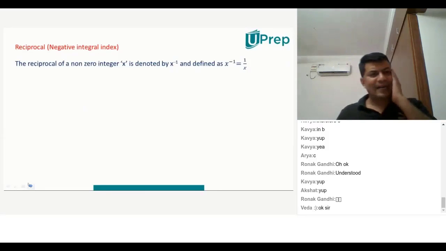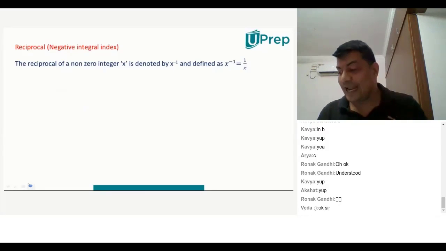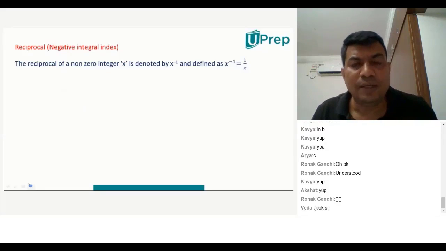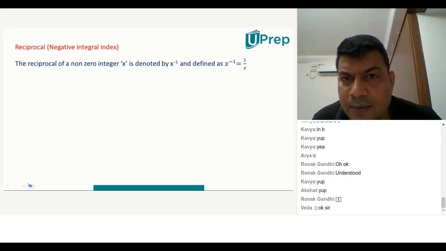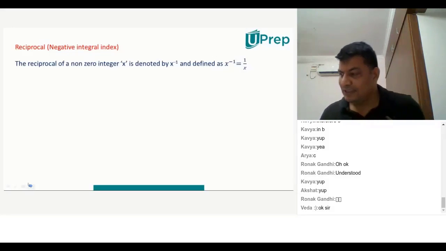So now let's understand reciprocal. Good. The reciprocal of a non-zero integer x is denoted by x power minus 1. Why is it non-zero? Arya? Sir, x power minus 1 would be 1 by x if you want to convert it into a fraction. Correct. Correct.